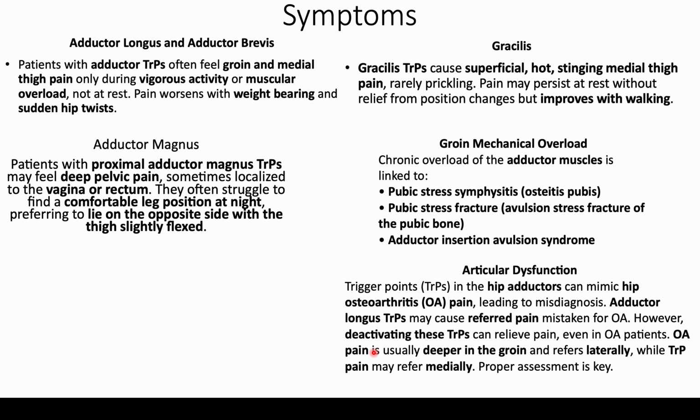Adductor magnus: patients with proximal adductor magnus trigger points may feel deep pelvic pain, sometimes localized to the vagina or the rectum. They often struggle to find a comfortable leg position at night and prefer to lie on the opposite side with the thigh slightly flexed. Gracilis trigger points cause superficial hot, tingling, stinging medial thigh pain, rarely prickling. The pain may persist at rest without relief from position changes, but improves with walking.